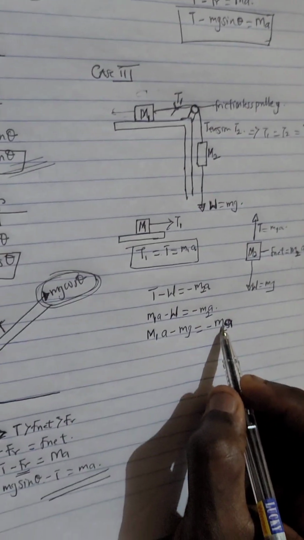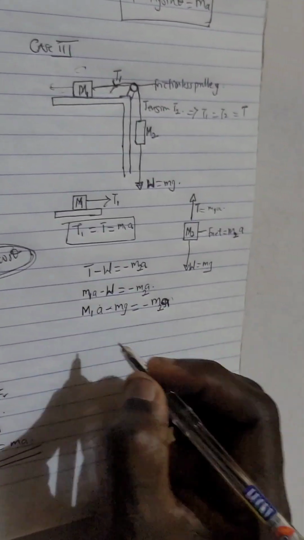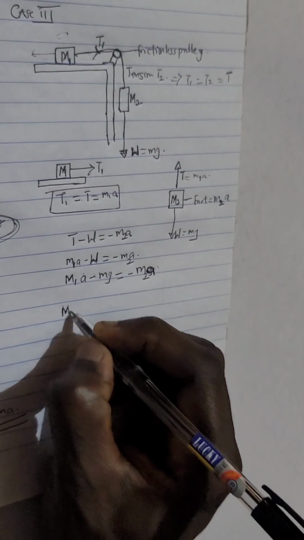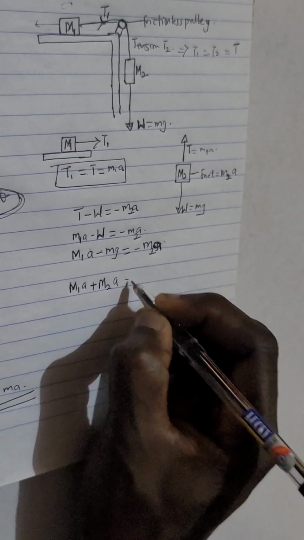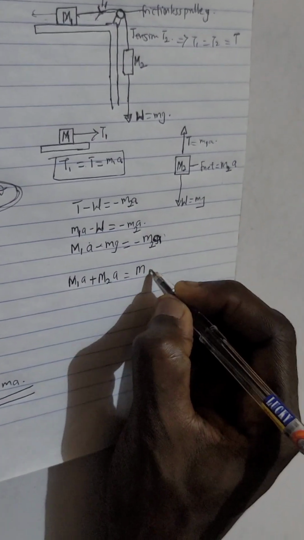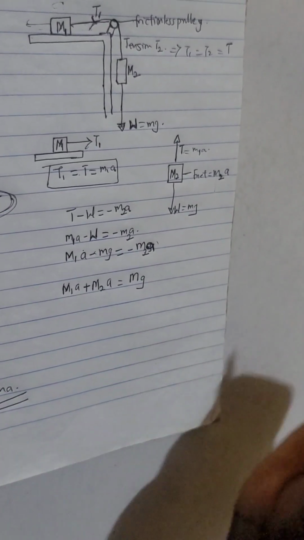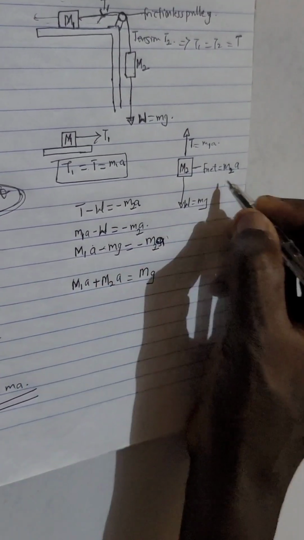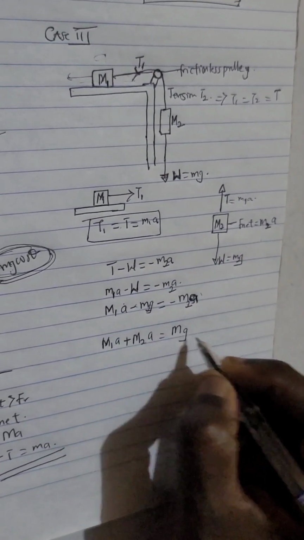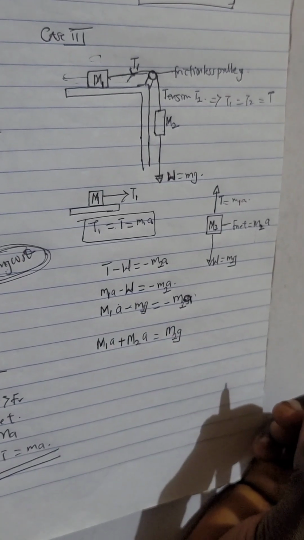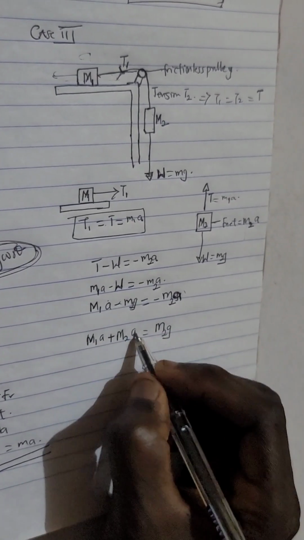Now, concerning this, let me take this one here and take this one here. M1A plus M2A will be equals to what? Mg. But here, this Mg is also M2, because we are dealing with mass 2. So this one will be M2 as well. This one will be M2 as well. I hope this is getting clear. A is common to both sides.